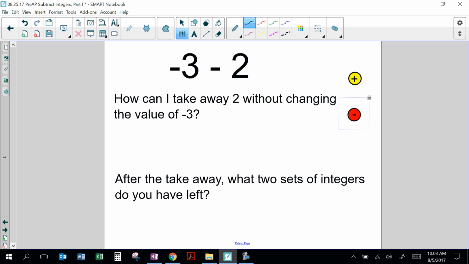Let's try negative 3 minus 2. How can I take away 2 without changing the value of negative 3? So I need to take away 2 from negative 3. So what number are we starting with? We are starting with negative 3.